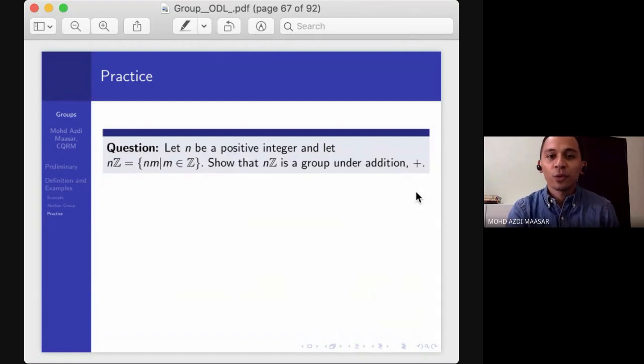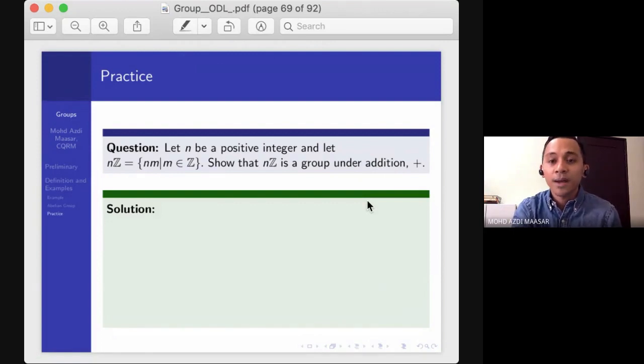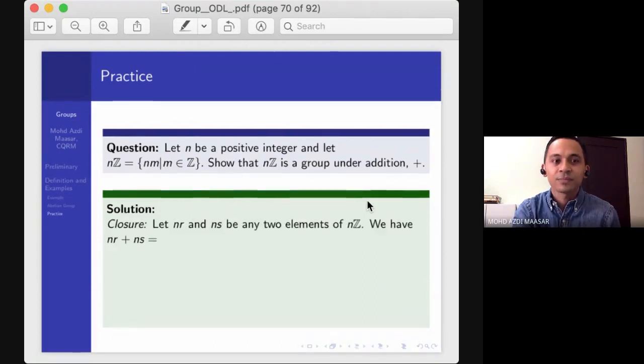Okay, good job for doing the practice. Now let us look at the solution. First, we check for the closure of the binary operation, the addition, on the set nℤ. So we choose any two elements from the set nℤ, say we have nr and ns. To check the closure of the binary operation on the set, we need to show that nr plus ns is also again in nℤ.